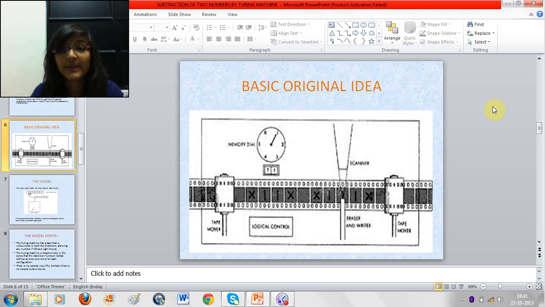This is the basic original idea of a Turing machine. We are given a tape, and there are rollers which move the tape and put the input symbols on it. We have a memory dial, and there is a scanner which erases or writes the symbols, and we have a logical control in order to understand the arithmetic logic behind the Turing machine.